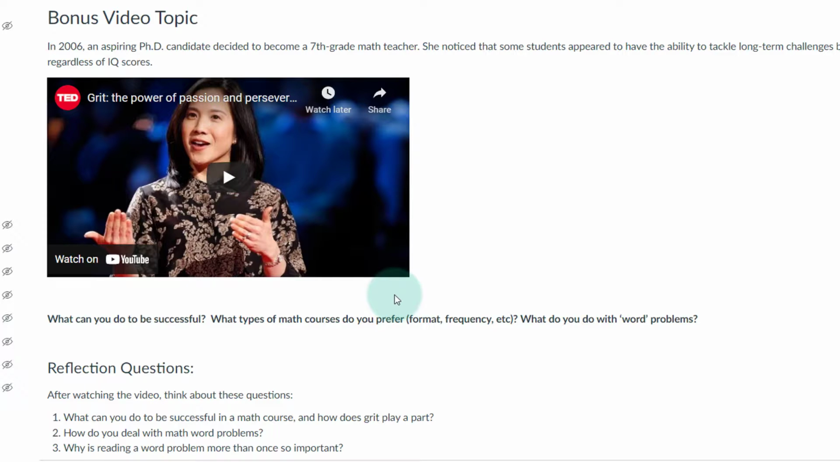So I'd like you to think about what you can do to be successful. Maybe even think about the format of the courses. Think about how you approach different things like word problems. And maybe even consider, why is reading a word problem more than once so important?